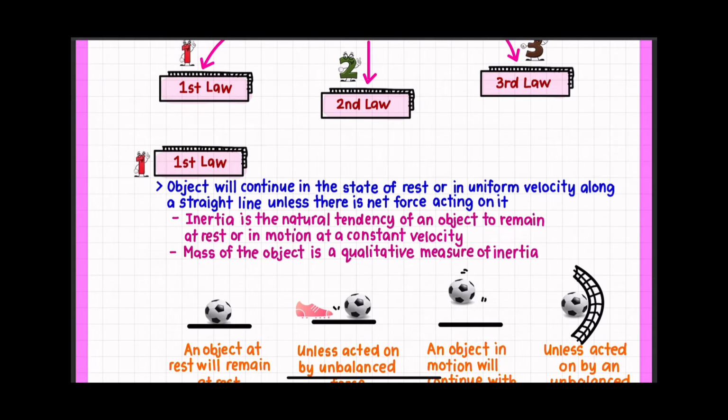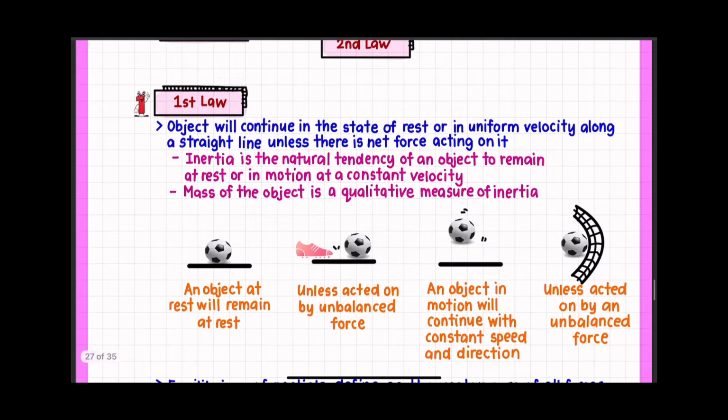First law, Newton's first law, where inertia is the natural tendency of an object to remain at rest or in motion at a constant velocity. So the mass of the object is a qualitative measure of inertia. Meaning, the heavier it is, the higher the inertia. Okay, an example like this.